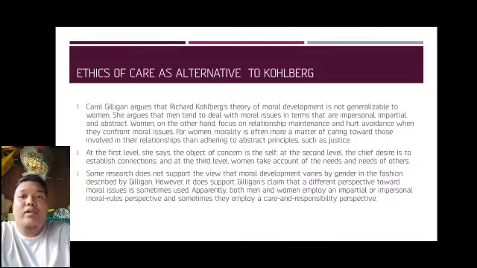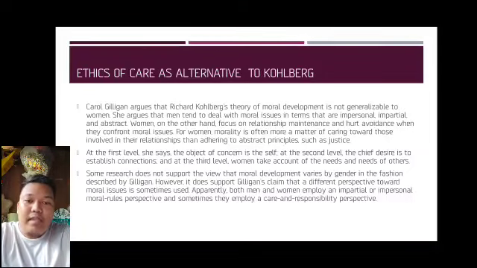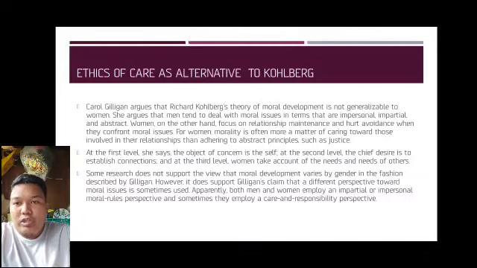best known for her work on ethical community and ethical relationships. Carol Gilligan argues against Kohlberg's theory of moral development. Women tend to be more on the side of emotions, more on relationships, than focusing on justice or abstract principles.